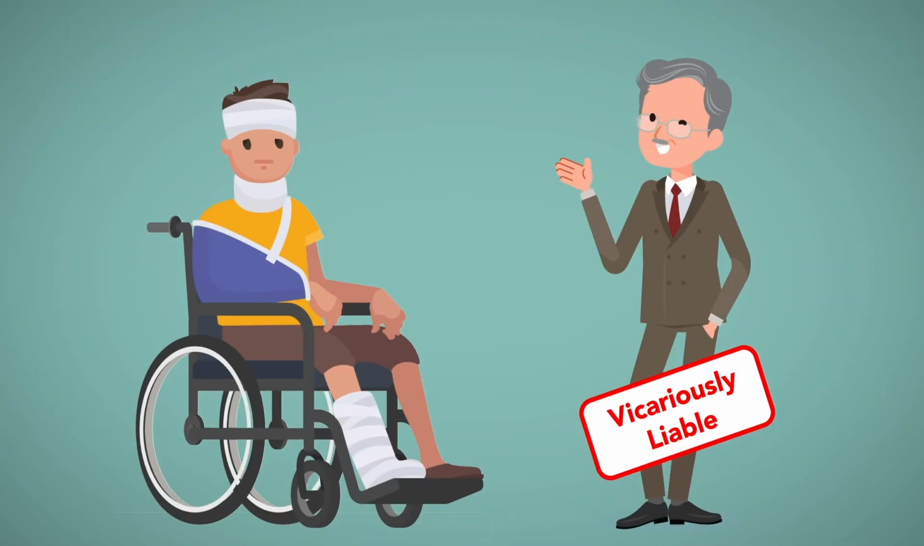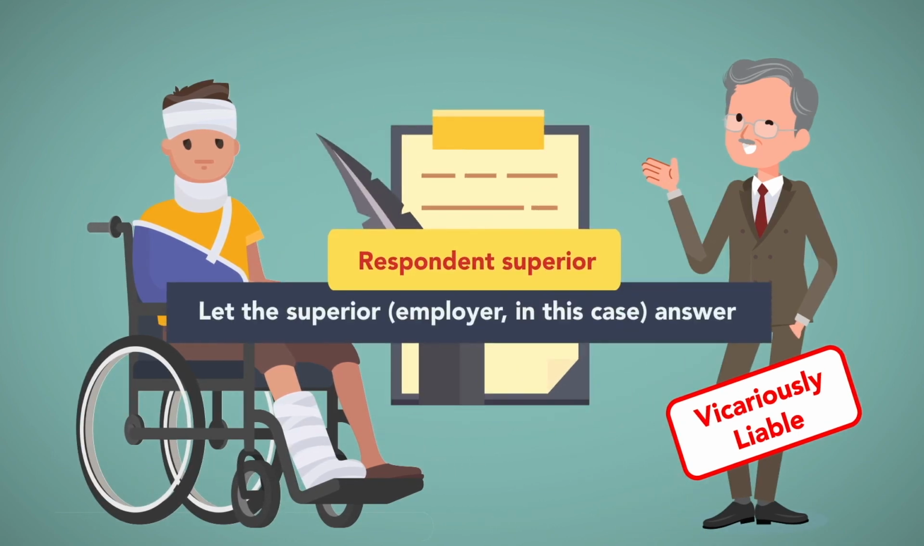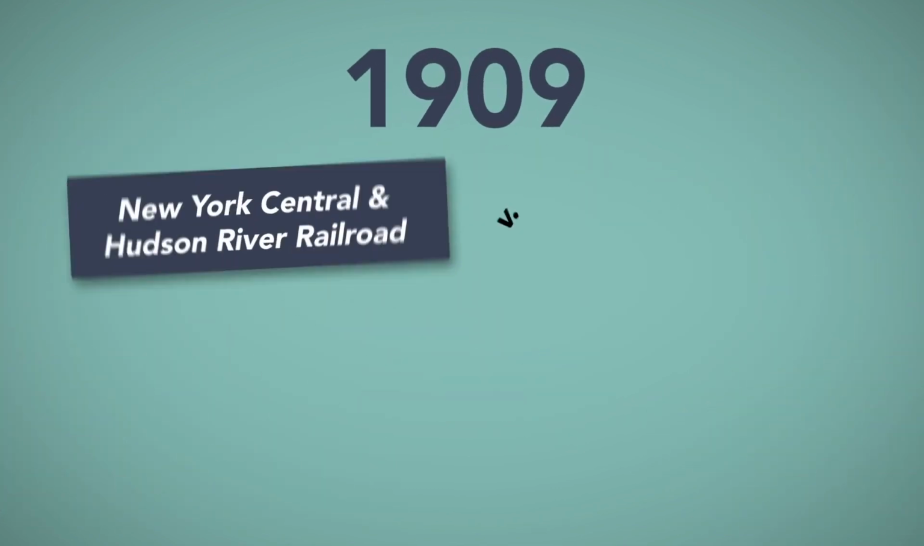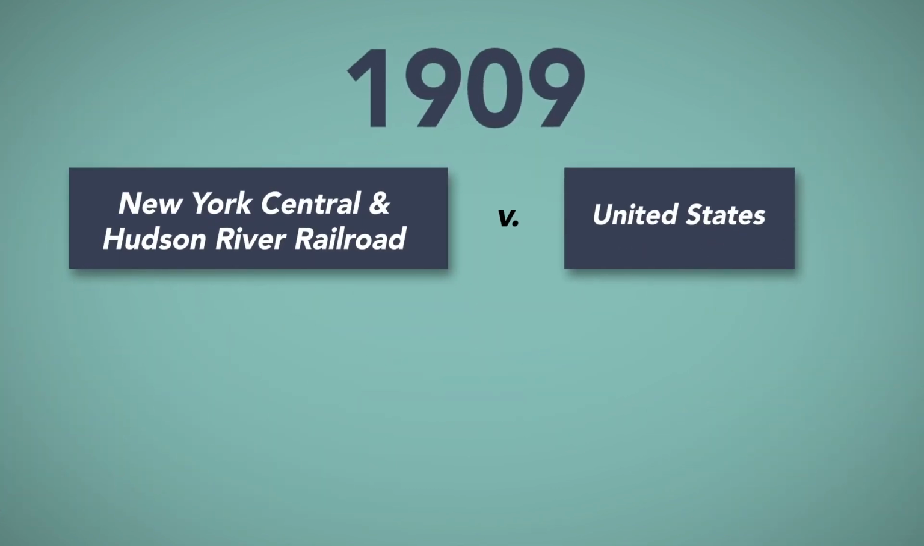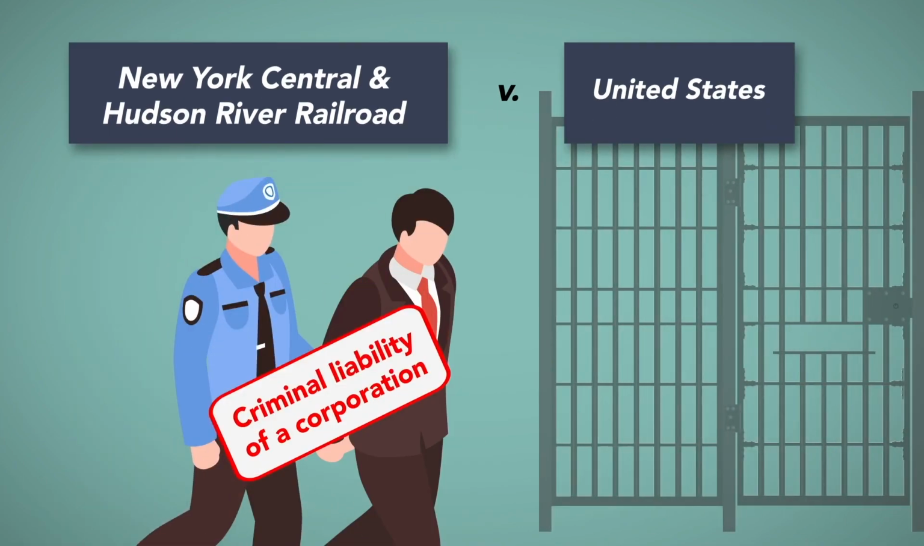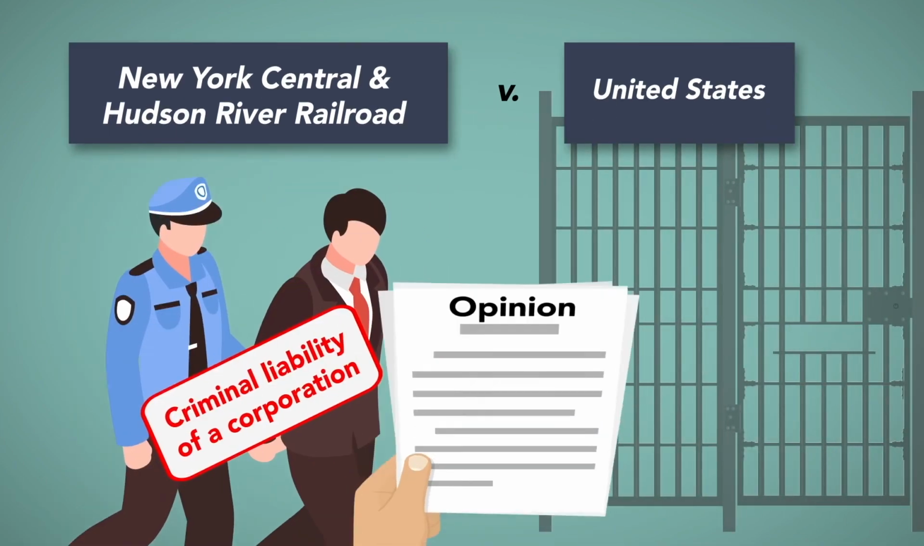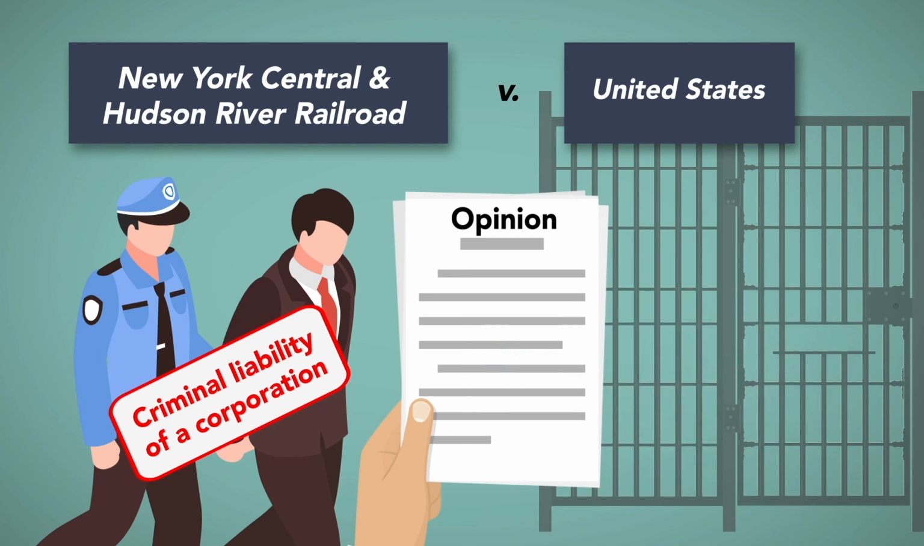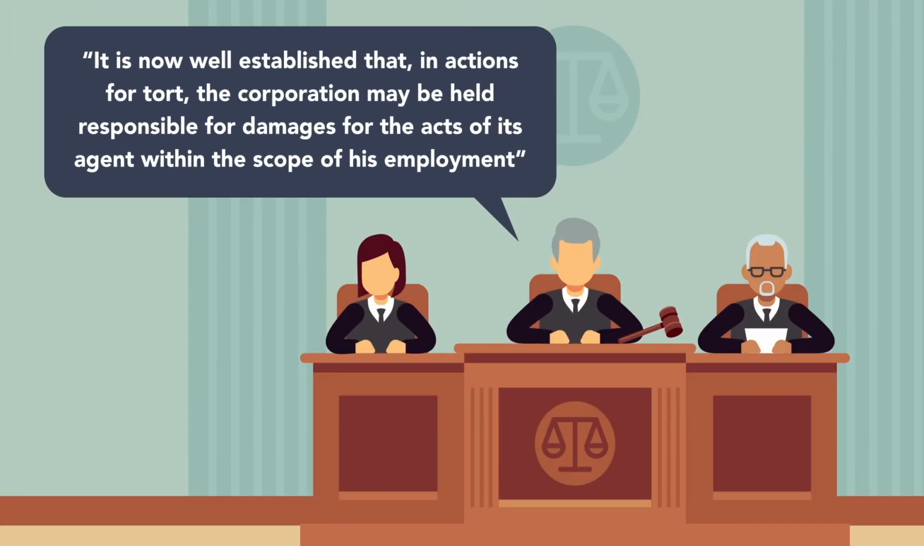The business is said to be vicariously liable under the legal theory of respondeat superior, which means let the superior, employer in this case, answer. The 1909 case of New York Central and Hudson River Railroad Co. versus United States discussed criminal liability of a corporation, but the opinion also discussed the theory of respondeat superior and when it applies. The court stated, "It is now well established that in actions for tort, the corporation may be held responsible for damages for the acts of its agent within the scope of his employment."